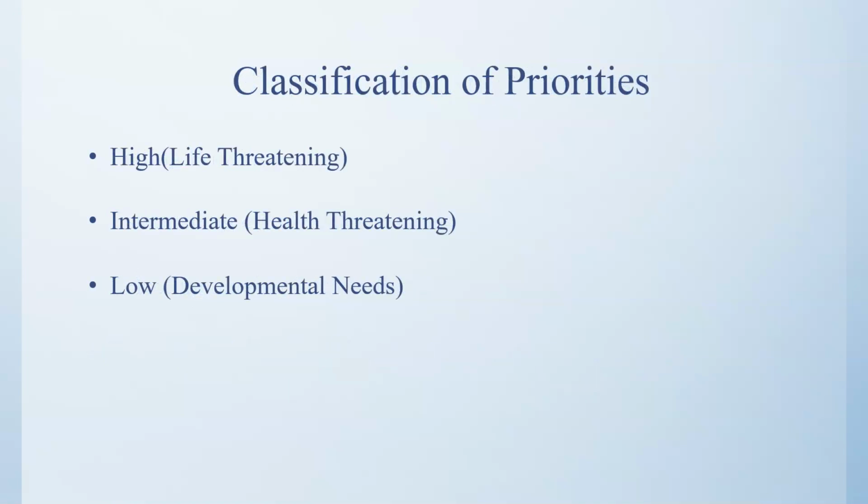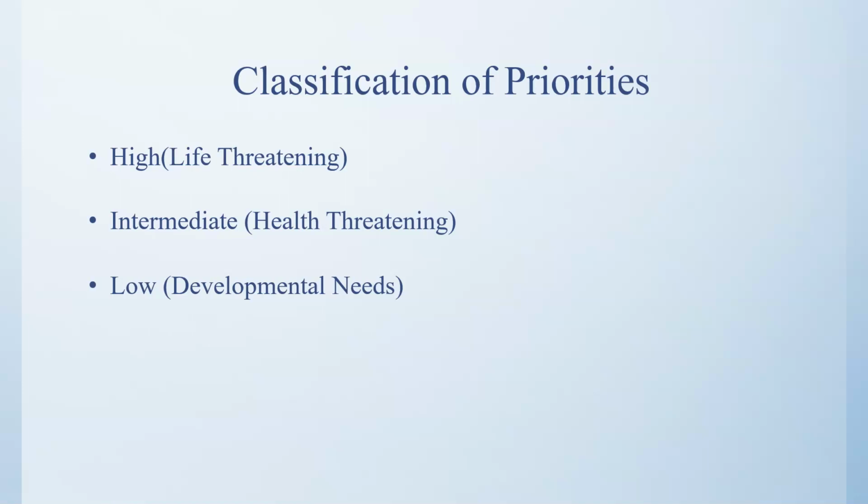The classification of priorities can be done as high, intermediate, and low. High priorities are the priorities which require immediate care, or in cases of life-threatening situations, which might include the ABC, that is, you have to take care of the patient's airway, breathing, and circulation. So administration of oxygen will be your highest priority or the first priority.